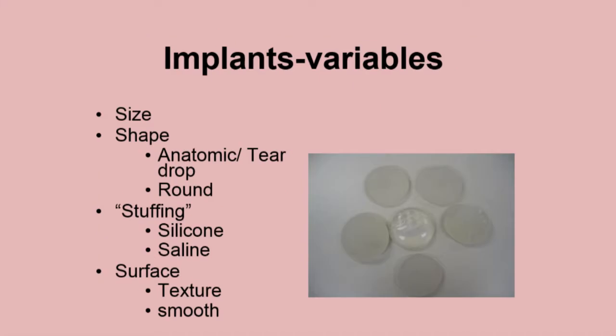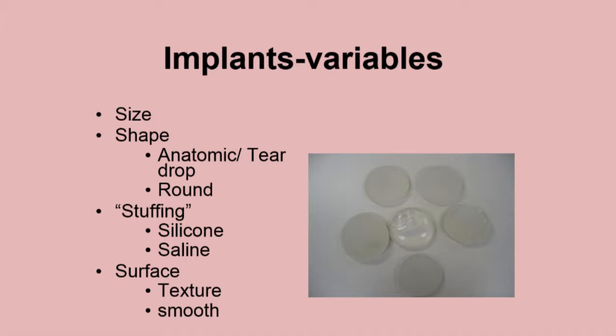The implants we use come in various shapes and sizes. There are multiple brochures and pamphlets around the different implants. But the main variables we have to deal with are the size of the implant, the shape of the implant, which can be anatomical or round, the filling, meaning what's inside the implant, which can be silicone or saline, and the surface of the implant, which is either textured or smooth. Textured implants seem to be the most common implant used. So in terms of shape, they're either anatomic or round.